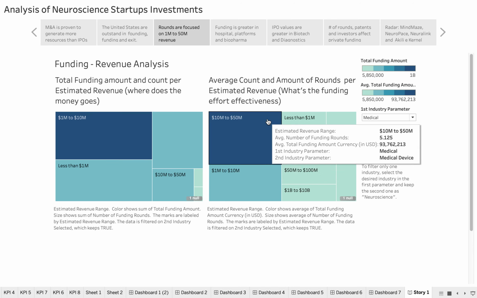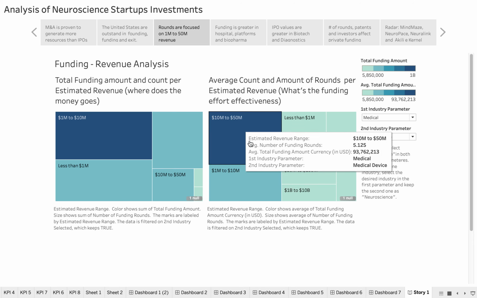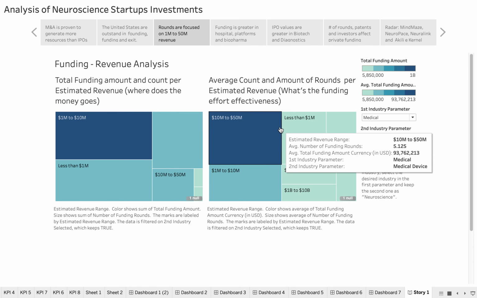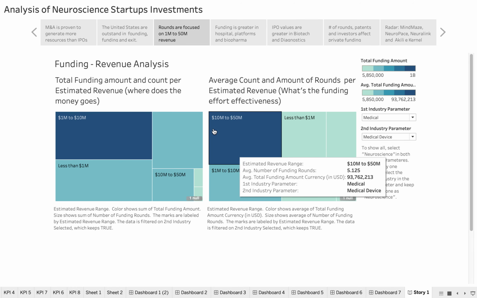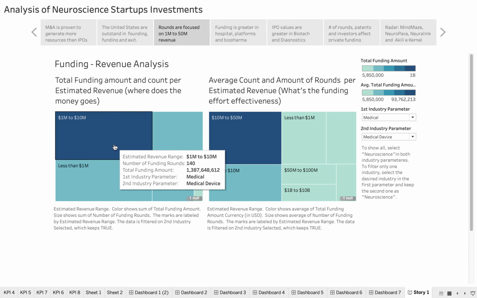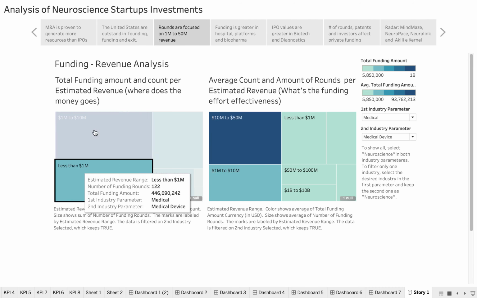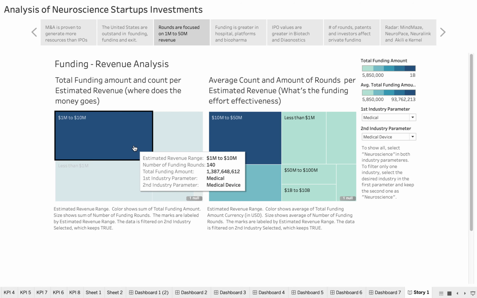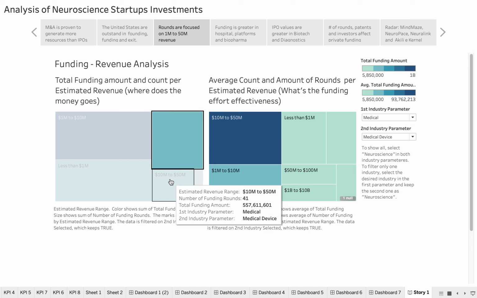Here we once again consider a few dimensions. So the size of the square shows the average number of funding rounds in the second, for example, and the color shows the average of total funding amount, in US dollars. The first graph works the same way, but when we look at the total funding, it is the sum of the funding amount, the sum of the funding events themselves.